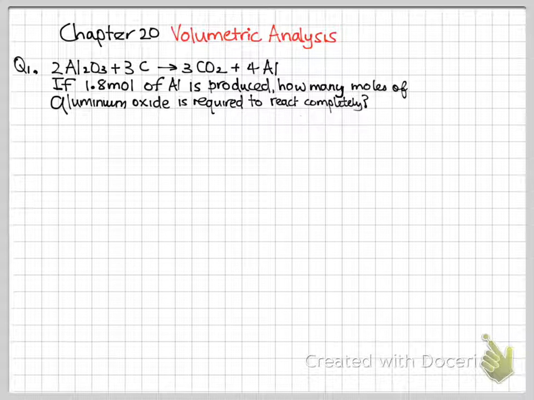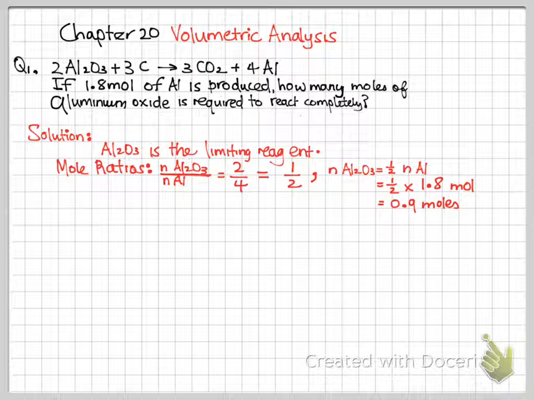They want to know how much aluminium oxide is required to react completely. So obviously, because aluminium oxide is reacting completely, that's going to be the limiting reagent. As you know from class discussions, it's your limiting reagent that determines how much product is formed.